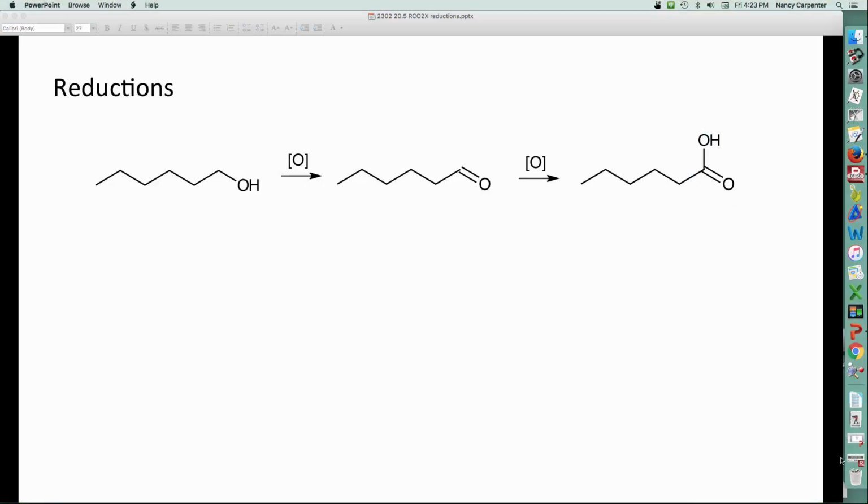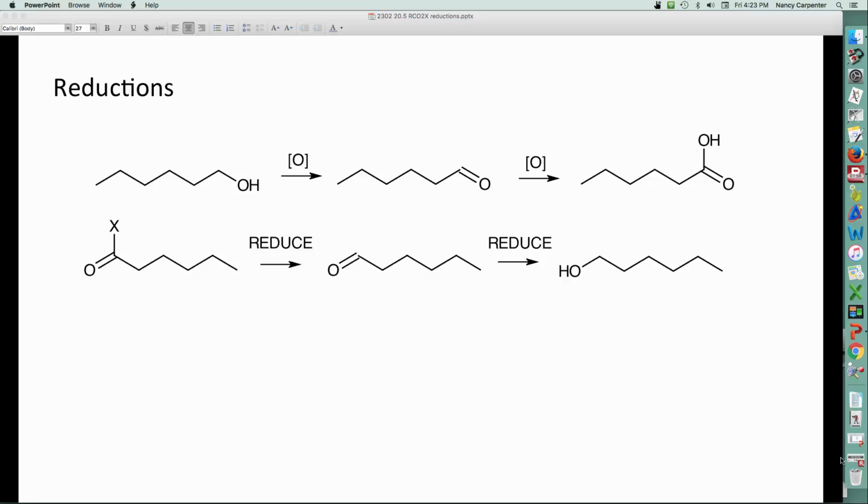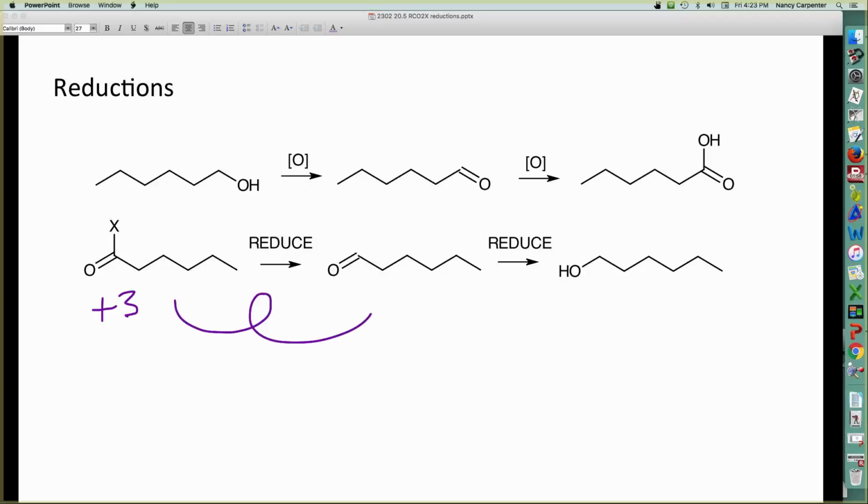Well, the same is true for reductions. So there is some carboxylic acid derivative, which would be in oxidation state 3. I can reduce it down to the aldehyde, but reduction can take place again to go all the way down to the primary alcohol. Now, what's going on here? Well, if we have something like sodium borohydride, we know that we can use H- mechanistically. So that's what I'll do to keep it clean here.